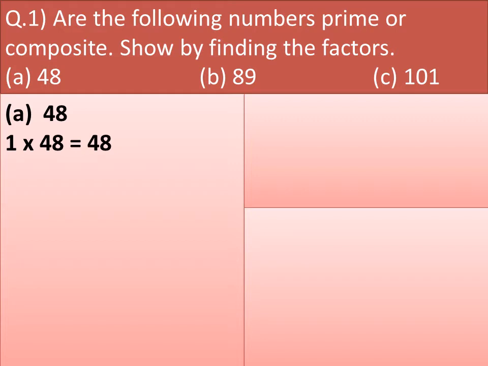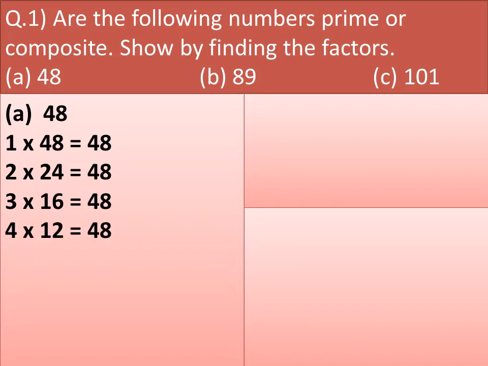Is 48 divisible by 2? Yes, the product can be written as 2 multiplied by 24 is equal to 48. Is 48 divisible by 3? Yes, the product can be written as 3 multiplied by 16 is equal to 48. Is 48 divisible by 4? Yes, the product can be written as 4 multiplied by 12 is equal to 48. Is 48 divisible by 5? No, it is not. So leave it.